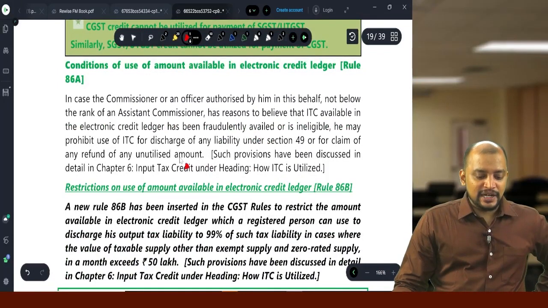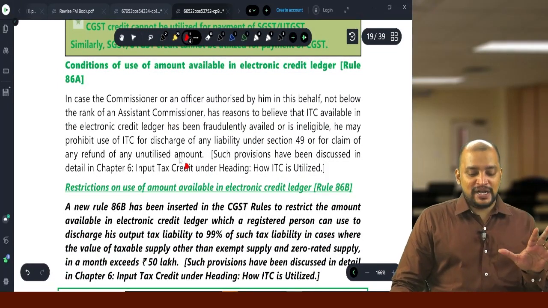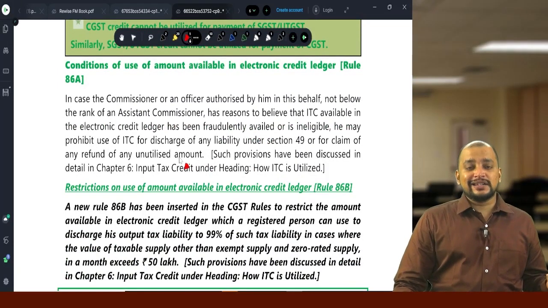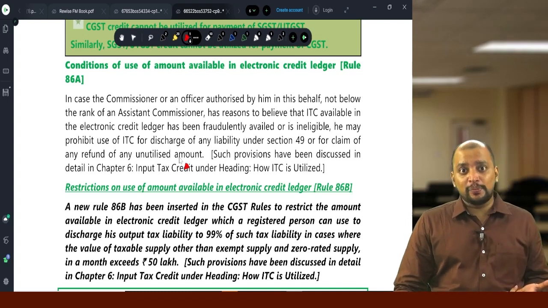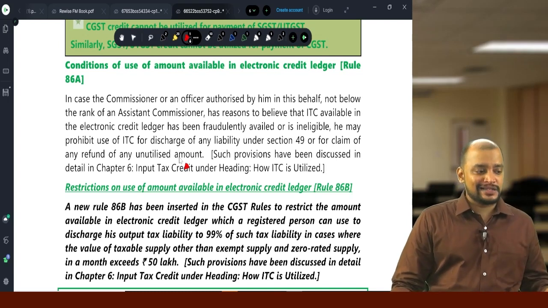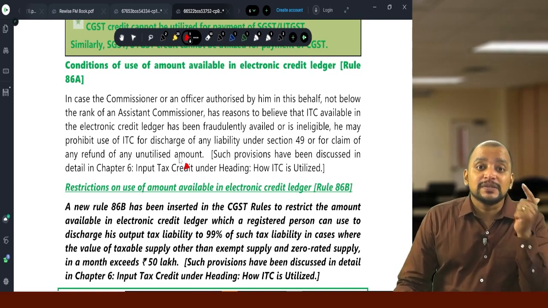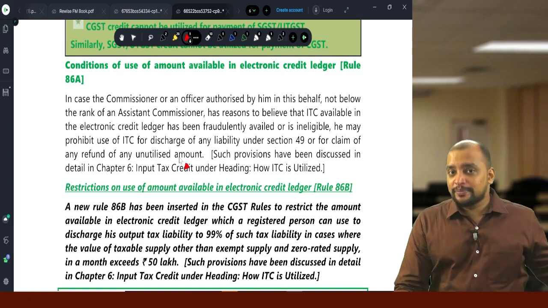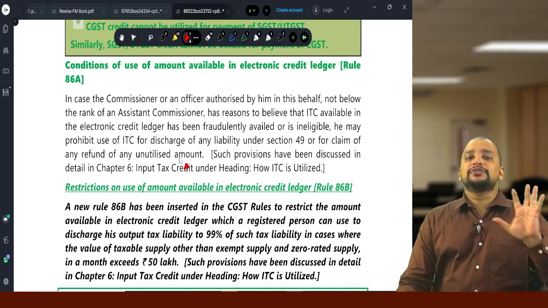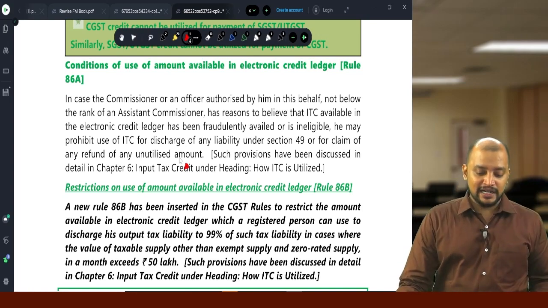It is discussed in input tax credit, total 5 cases. That is supplier is not in existence or not doing business from the place where they have obtained registration. Recipient not in existence, not doing business from the place where they have obtained registration. Invoice is missing and supplier has not paid tax and you have not received the goods or services. These are the 5 conditions. Okay.